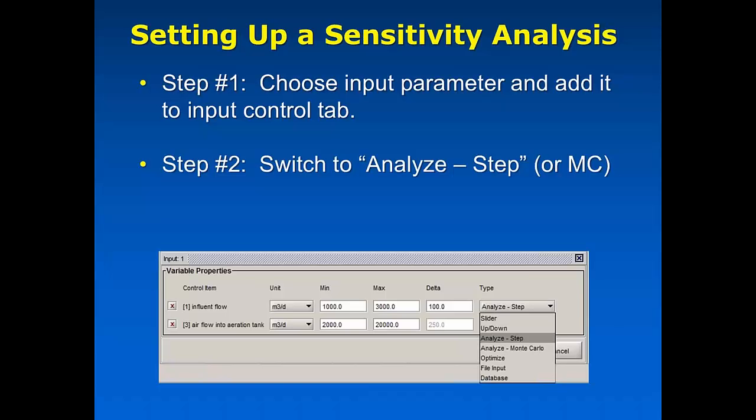I'm going to leave out the Monte Carlo discussion for a little bit later. Right now we're going to switch it to analyze step. That means that I'm going to run this particular model, and I'm going to start from the minimum value that we're going to specify up to that maximum value, and there's that delta. It tells me that I'm going to run this in steps of 1,000 meters cubed in this particular example, starting at 1,000, going up to 3,000 in increments of 1,000. So it's going to make 20 runs in this particular case.